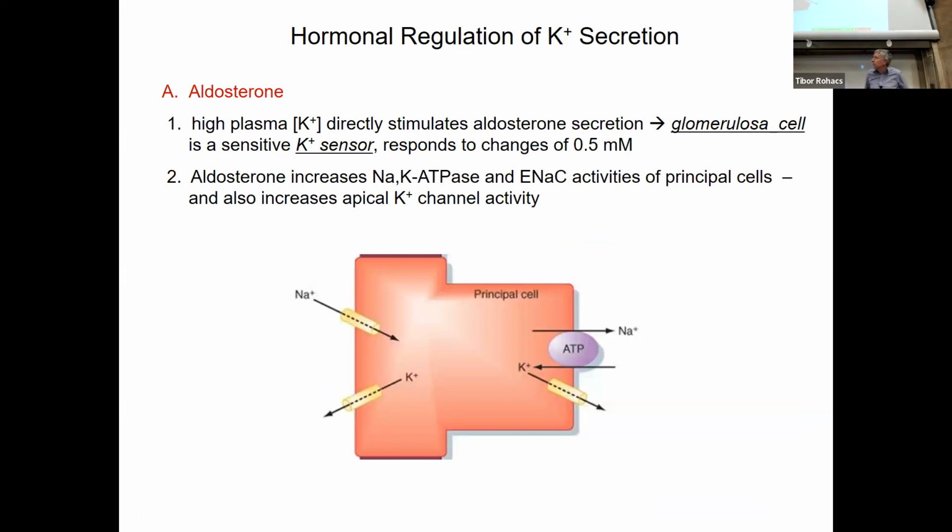And now we get to the hormonal regulation of potassium secretion. Again, this is more of a review of what we had before already, because secretion happens by the principal cell, and the primary regulator of the principal cell is aldosterone. So aldosterone doesn't only reabsorb sodium, it also secretes potassium. And the cell type that makes aldosterone, the glomerulosa cell in the adrenal cortex, is not only responsive to angiotensin II, but it's also a sensitive potassium sensor. So aldosterone is a key regulator of potassium secretion.